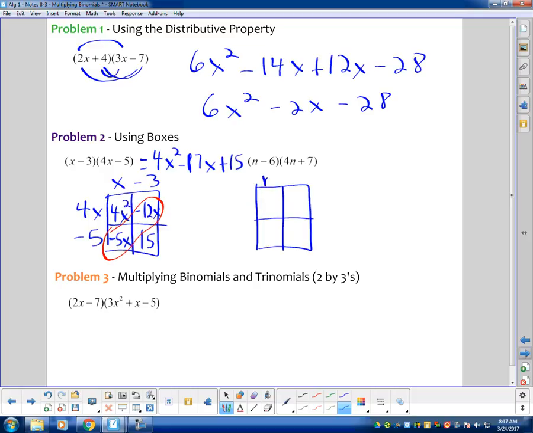We've got n minus 6 and 4n plus 7. So 4n times n is 4n squared. 4n times negative 6 is negative 24n. N times 7 is 7n. And 7 times negative 6 is negative 42. So once again, label the sides, do your multiplication table. Combine those middle terms. So we have 4n squared. Negative 24 plus 7 is negative 17n. And then minus 42 is my final solution.